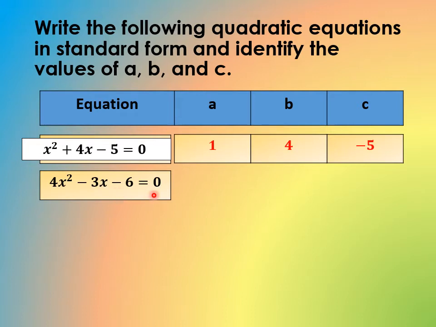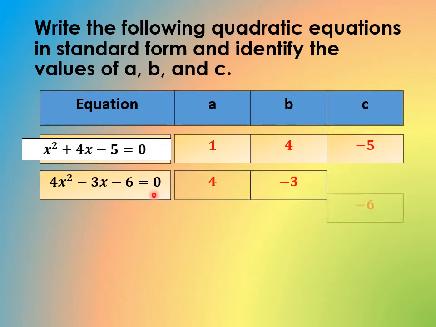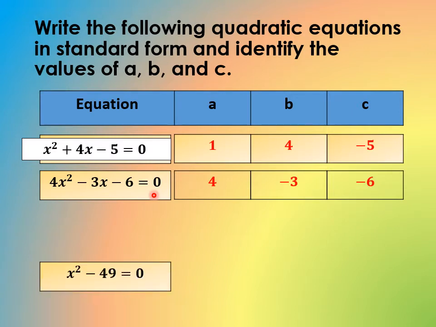Okay, so naka-standard form na siya. So, we can now determine the values of a, b, and c. So, ano ulit ang a nito? Okay, that is equal to positive 4. Correct. How about b? Okay, that's negative 3. C, that is equal to negative 6.